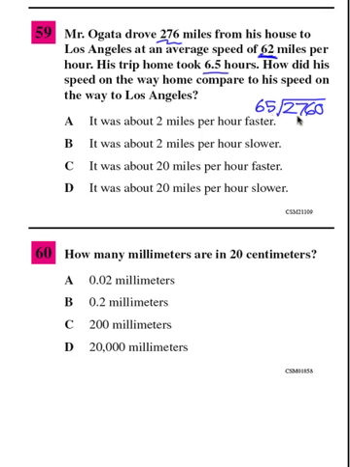65 doesn't go into 27. It goes into 276. Let's see, 65 times 4 is 260, so it's going to work. 4 times, 260, remainder 16, bring down the 0. 65 into 160 goes 2 times, that's 130, remainder 30. So we have 42 point something miles per hour versus 62. So it was about 20 miles per hour slower.